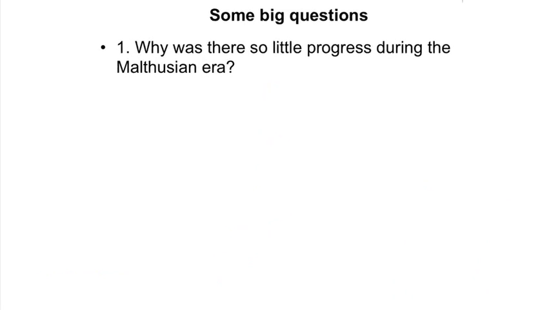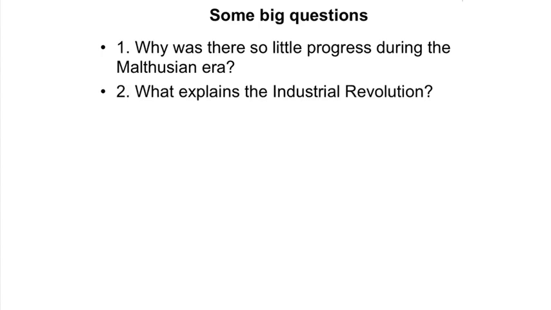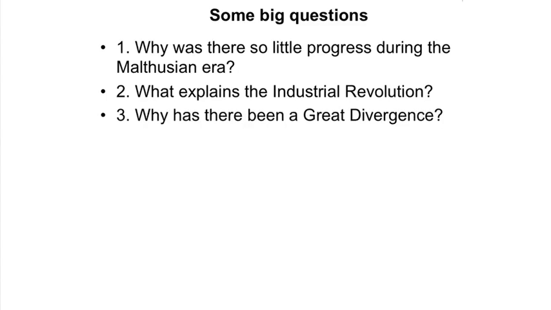This means, I think, that there are 3 big questions in thinking about the history of economic development. First of all, why was there so little progress during the Malthusian era? Secondly, what explains the Industrial Revolution, this remarkable period when suddenly living standards start to increase more rapidly than experienced at any time before? Thirdly, why has there been a great divergence? Why isn't it that living standards have increased in all parts of the world to the same extent?